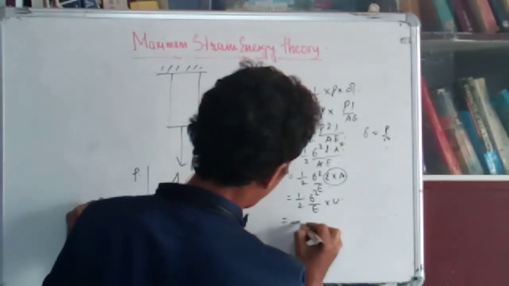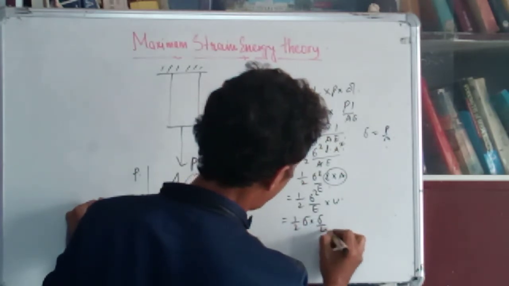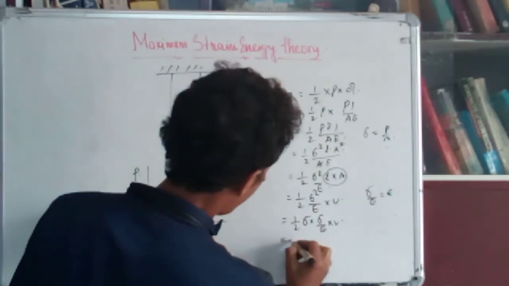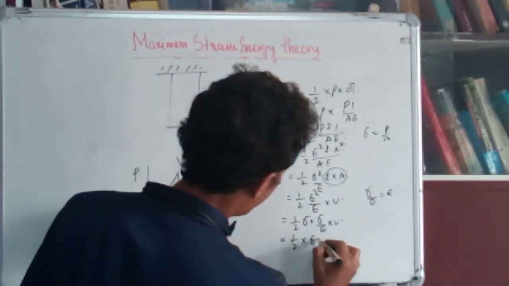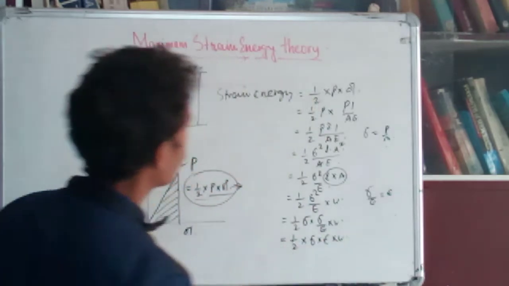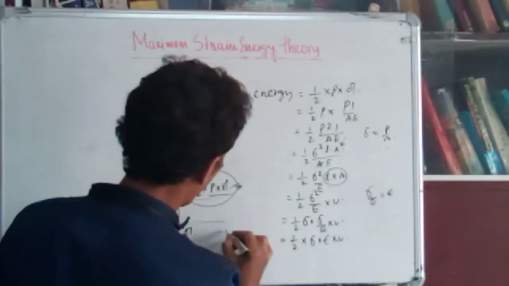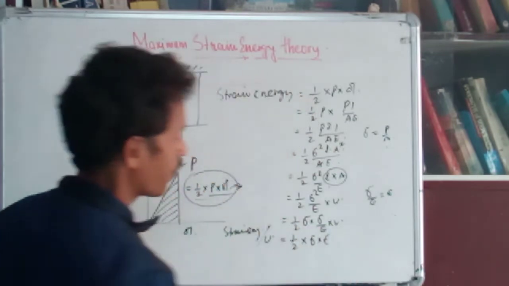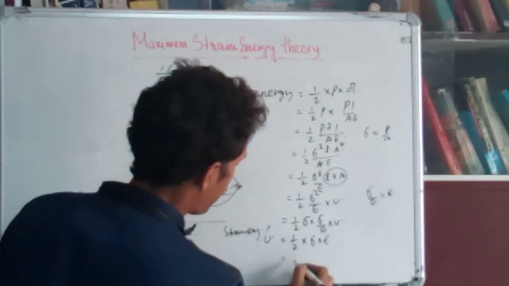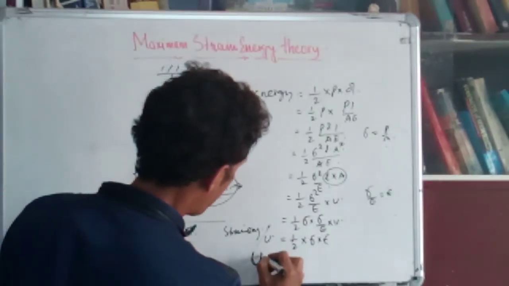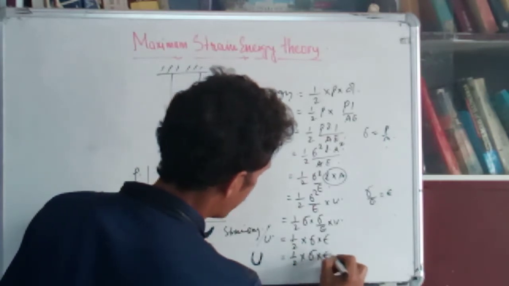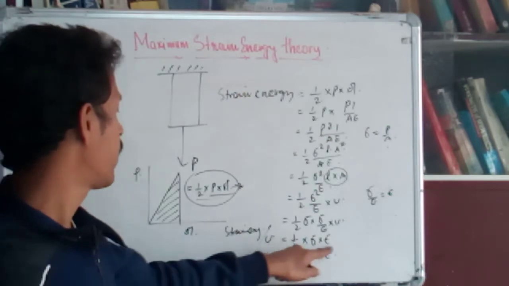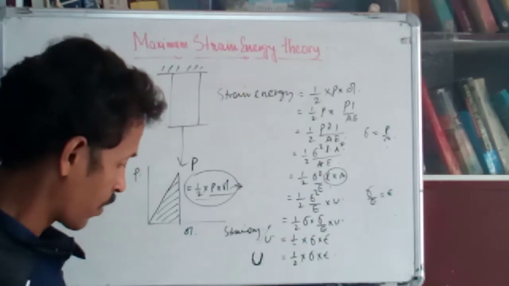So we can write half into sigma into sigma by E into V. Sigma by E we can write as strain. So half into sigma into strain into V, that is the strain energy. For the strain energy per unit volume, you have to replace this volume. So we can simply define it by U equal to half into stress into strain. That is the strain energy per unit volume. That formula we will consider for the maximum or total strain energy theory.